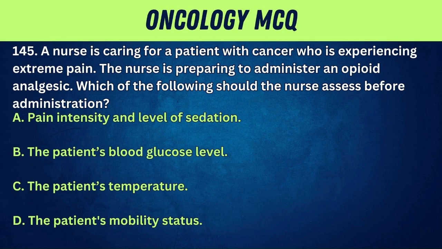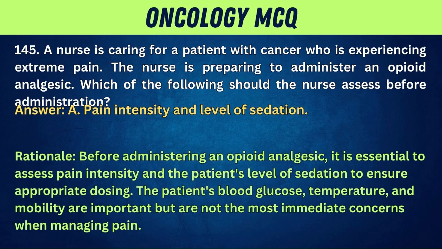145. A nurse is caring for a patient with cancer who is experiencing extreme pain. The nurse is preparing to administer an opioid analgesic. Which of the following should the nurse assess before administration? A. Pain intensity and level of sedation. B. The patient's blood glucose level. C. The patient's temperature. D. The patient's mobility status. Answer: A. Pain intensity and level of sedation.